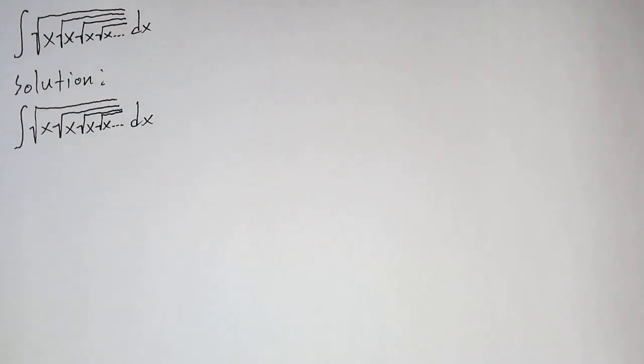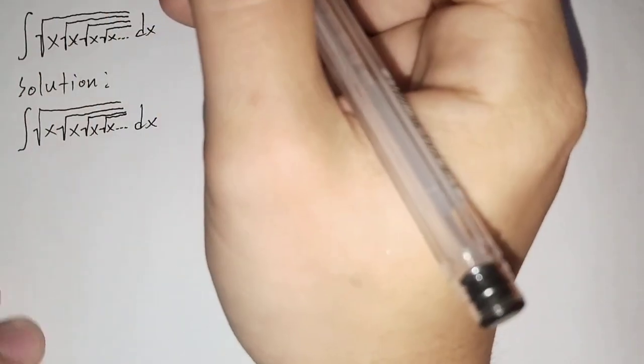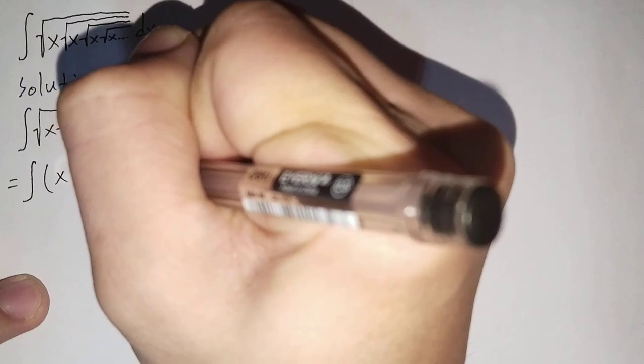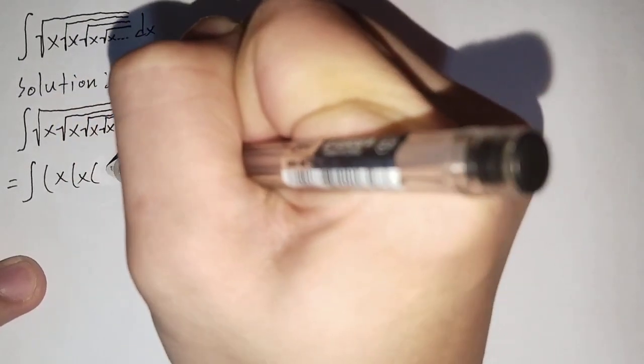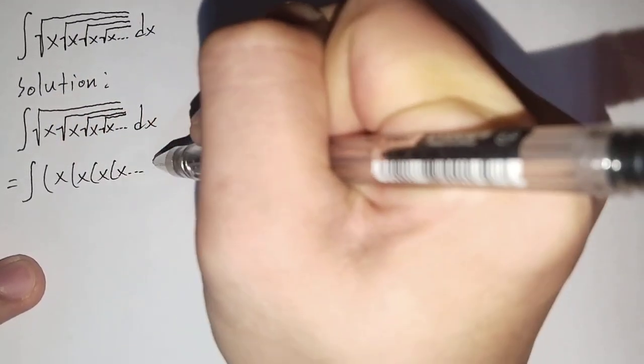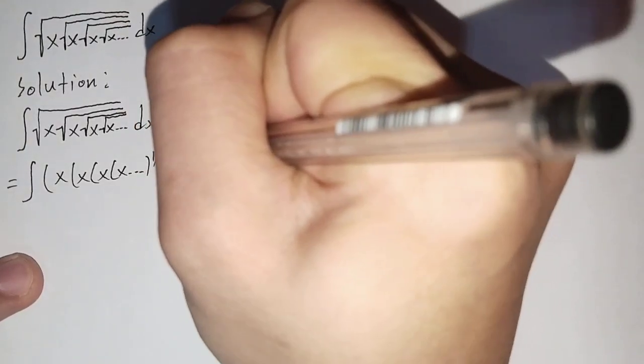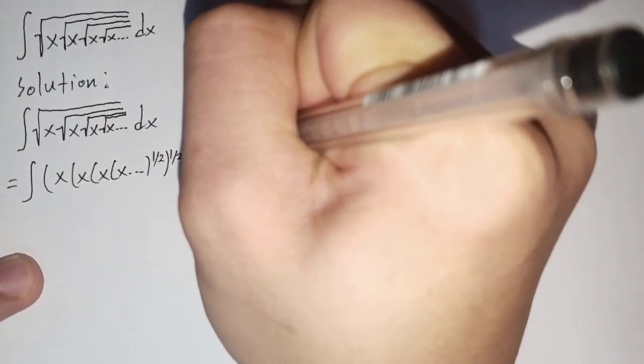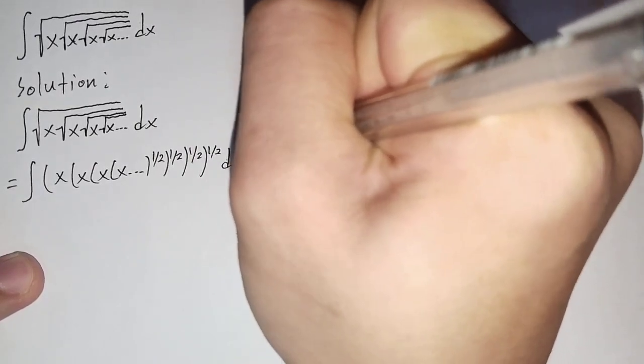Now notice that each and every radical, or to be more specific, each and every square root that we have in our integrand can be rewritten as a fractional power, which is 1/2 in this case. So we can rewrite our integral as the integral of parentheses x multiplied by x, multiplied by x, multiplied by x all the way up to infinity, raised to 1/2, and then raised to 1/2, raised to 1/2, and raised to 1/2, with respect to x.